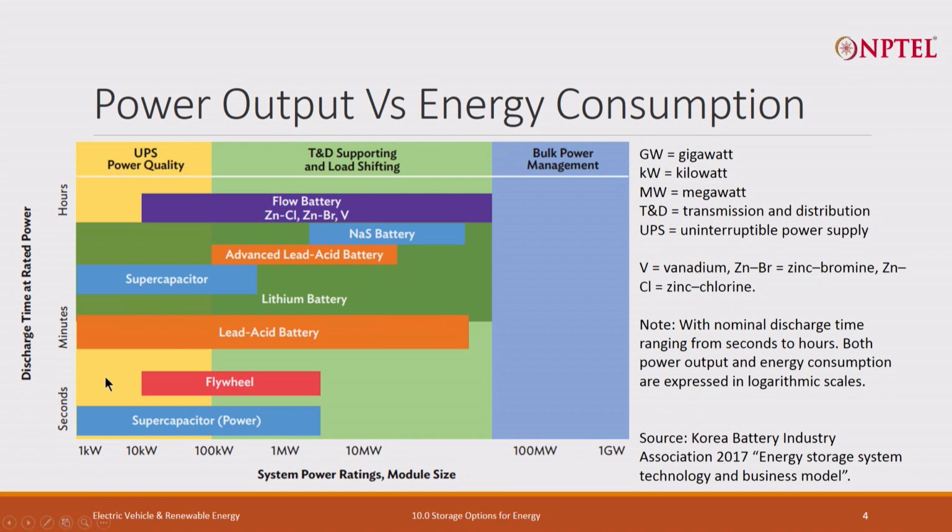Similarly, between seconds to a minute and up to a certain megawatt, you can always put those things in parallel, which will give you a very high capacity. Flywheels become a very good option.